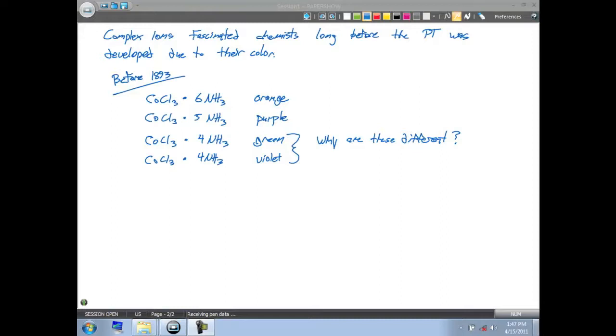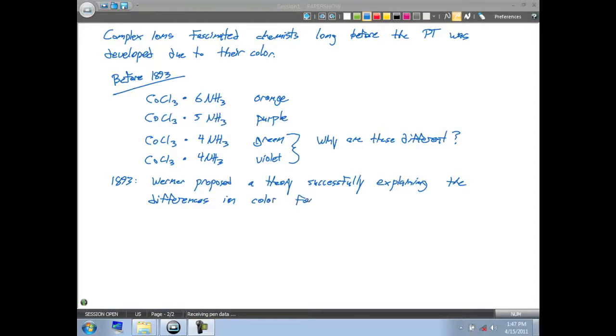So in 1893, Werner proposed a theory successfully explaining the differences in color for various transition metal complexes. This is the same theory that we use today. And what his theory focused on was the bonding around the transition metal.